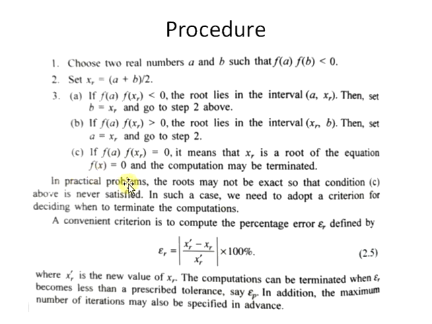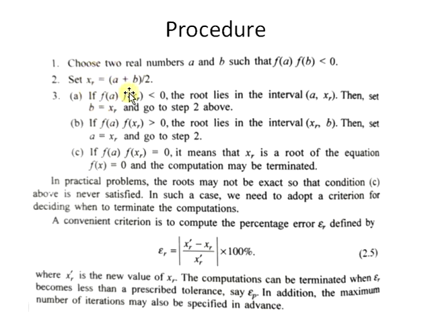Here is the procedure to find the root using the bisection method. First we choose two real numbers a and b such that f(a) times f(b) is a negative value. The product of these two will be negative. Then the approximate root xr = (a + b)/2. If xr is the exact root, then f(xr) is equal to 0, and we can stop there.